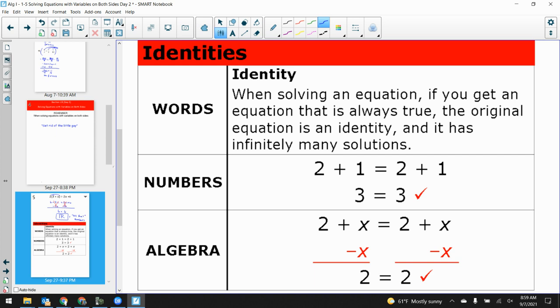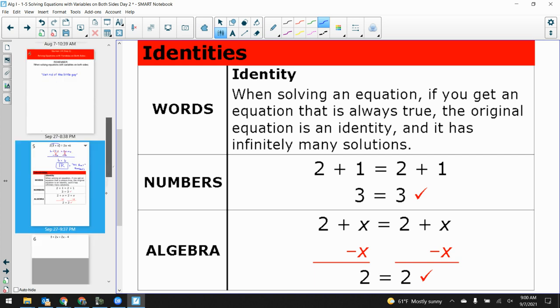6 is equal to 6 is not the answer. 2 is equal to 2 is not the answer. 3 is equal to 3 is not the answer. What the answer is, is that there are infinite solutions, that all numbers could be a solution.